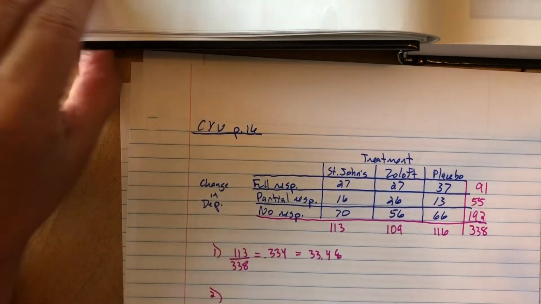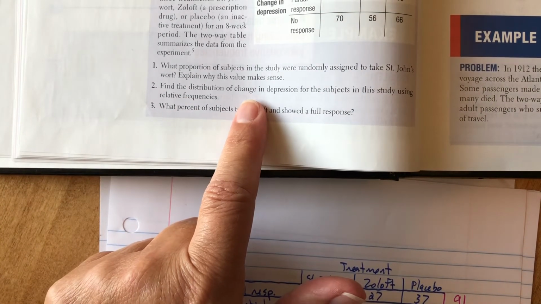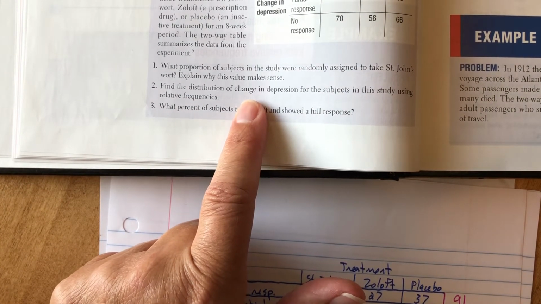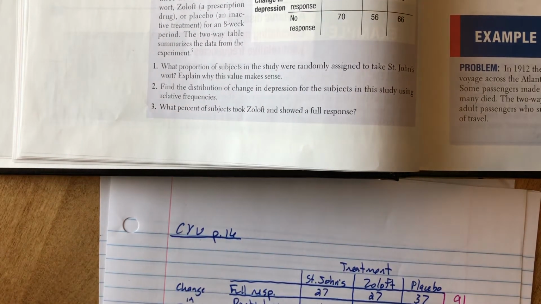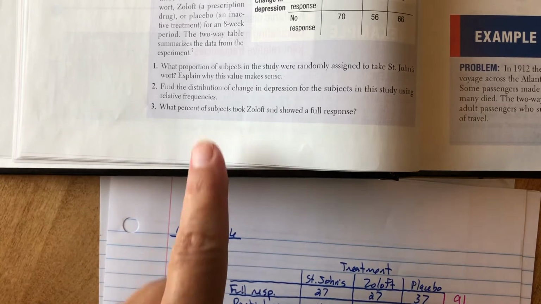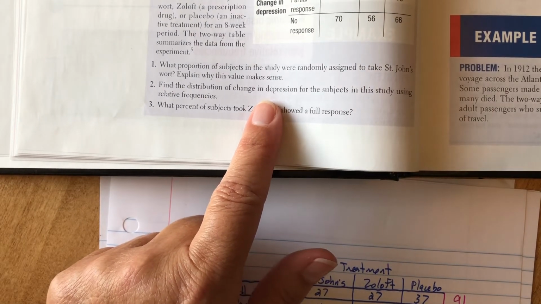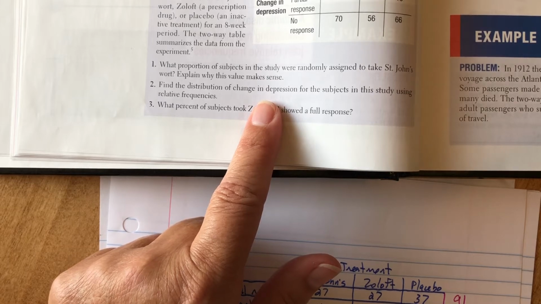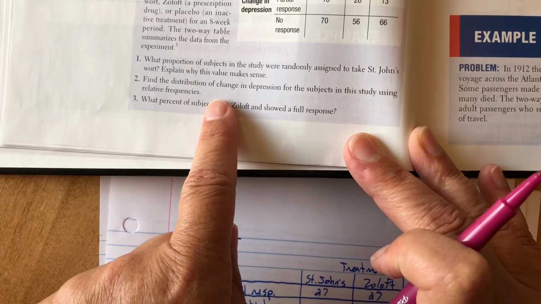Okay, number 2 says, find the distribution of change in depression for the subjects in the study using relative frequency. So again, we're going to do percentages. We want the distribution of the change in depressions for the subjects. This does not mention the treatments. This is just mentioning the change in depressions.